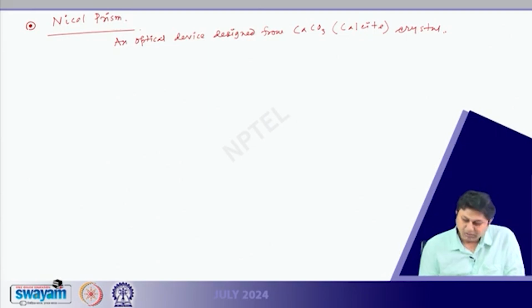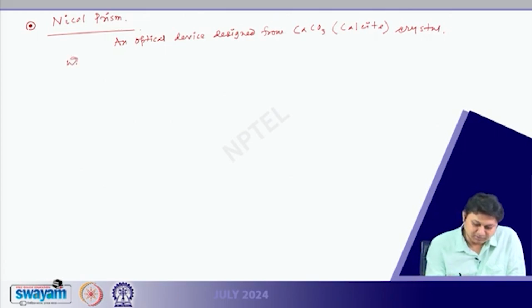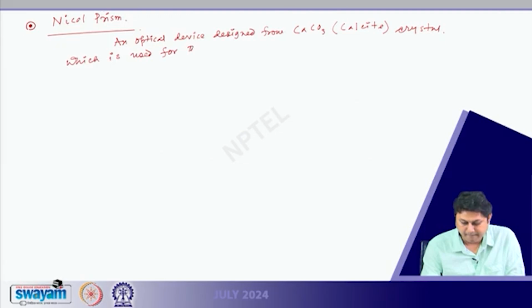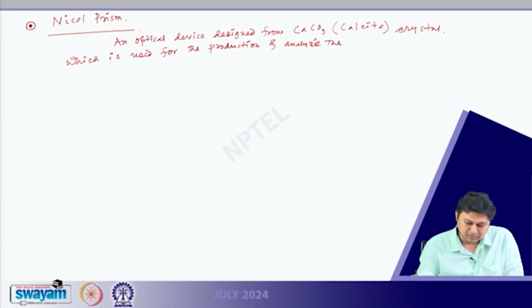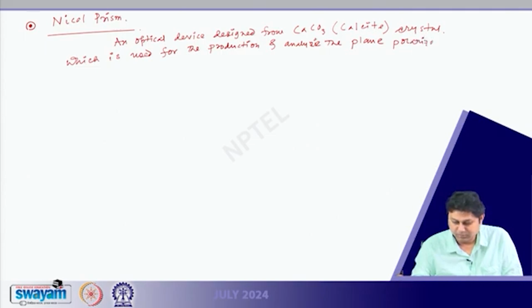Crystal designed from calcite crystal, which is used for the production as well as to analyze the plane polarized light.